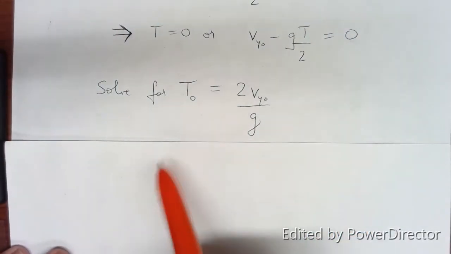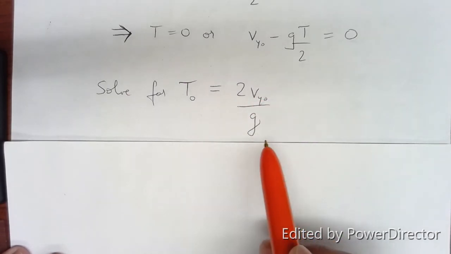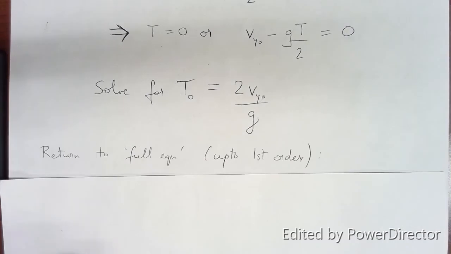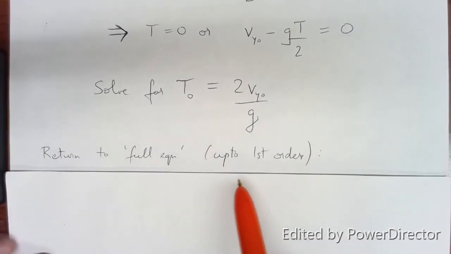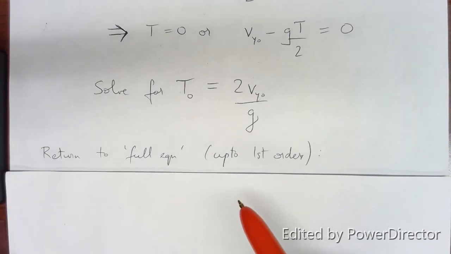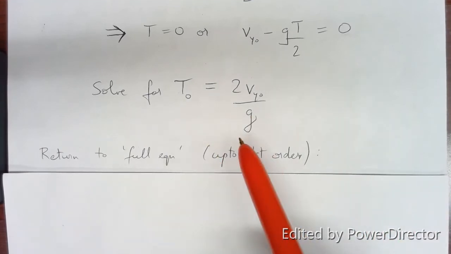We solve and get T0 equals 2 Vy0 over g, which should be familiar to you from projectile motion. We now return to the full equation up to 1st order. So this kind of iterative procedure is often used when you want to perturbatively solve an equation. You solve the 0th order and then take your guess and plug it back in, allowing for a small correction.